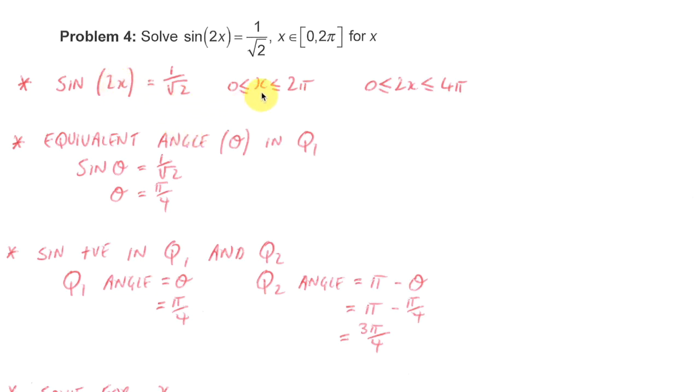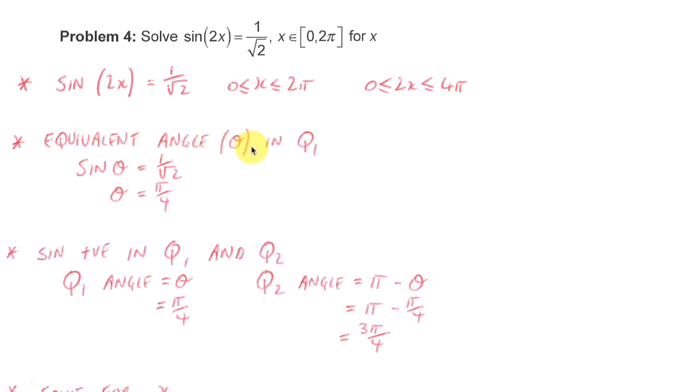But our domain restriction is that x is between 0 and 2 pi. We've got 2x, so we want to multiply the 0 by 2, and that's obviously 0. We want to multiply the 2 pi by 2 to give us 4 pi. So x being between 0 and 2 pi is the same as 2x being between 0 and 4 pi.